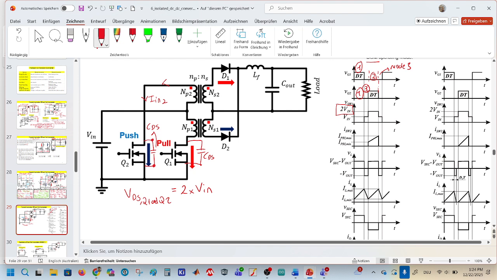Maybe in the exam, for example, this would be a question for the selection of the switches. Any questions?